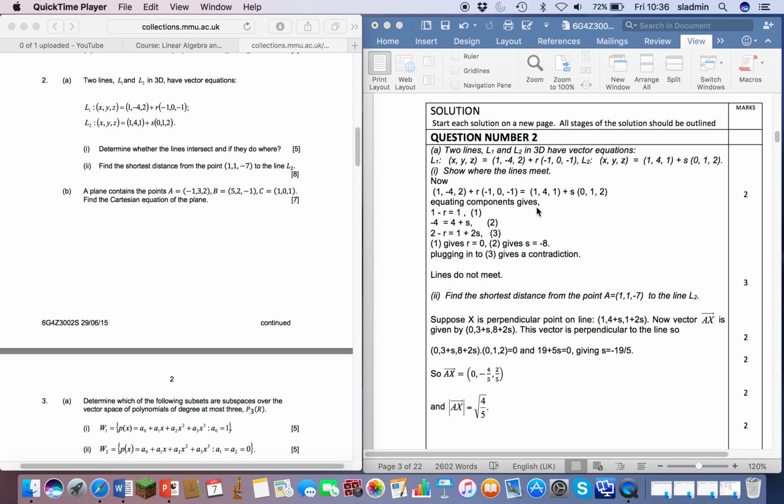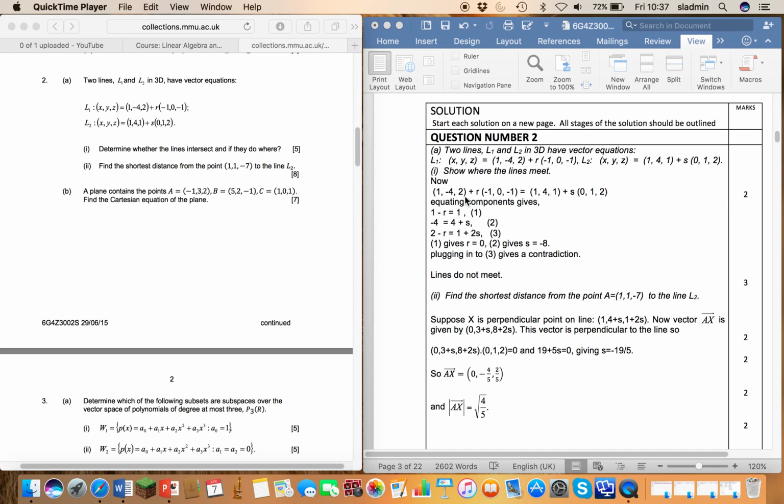So if we look at the components, the first component, we have the equation 1 minus r on the left, and on the right here you can see we've got 1 plus 0s, so that's just 1. So the first equation is 1 minus r equals 1, so obviously r is 0. For the second component, we have minus 4 plus 0 should equal 4 plus s. So we have minus 4 equals 4 plus s, and equation 2 gives us s is minus 8. So we have r is 0 and s is minus 8.